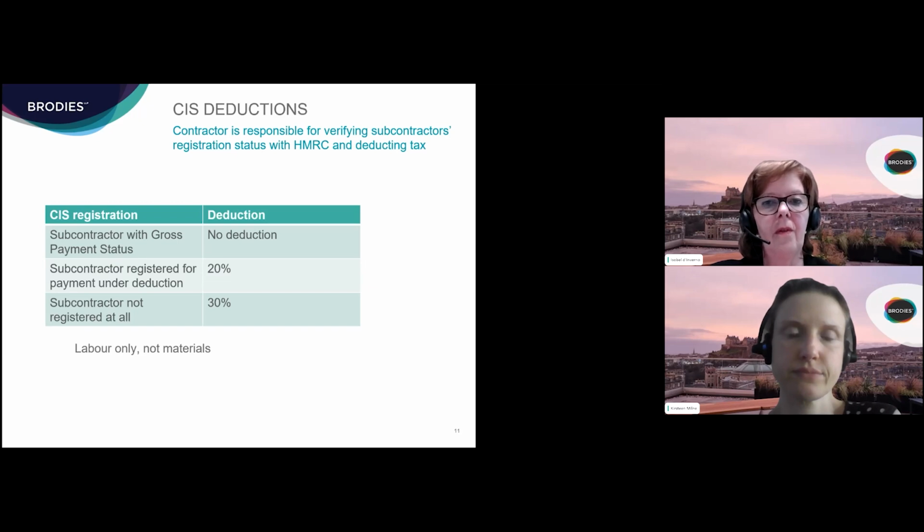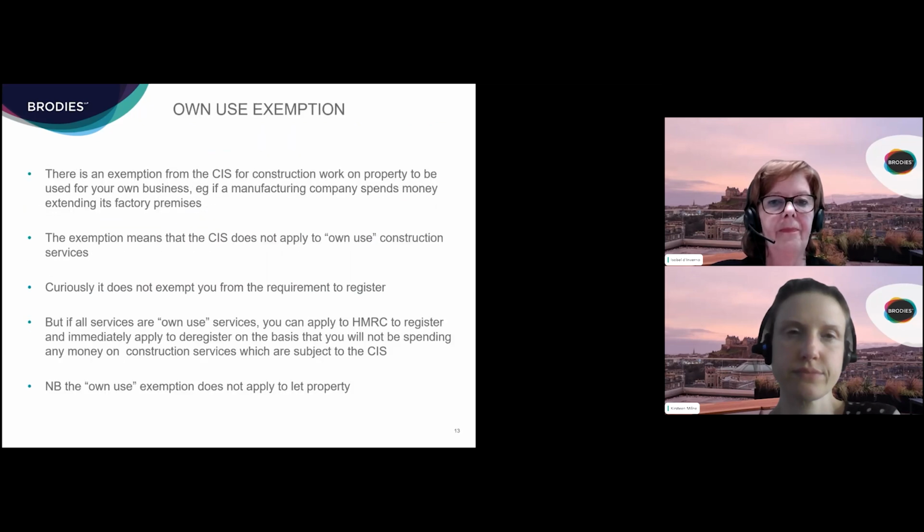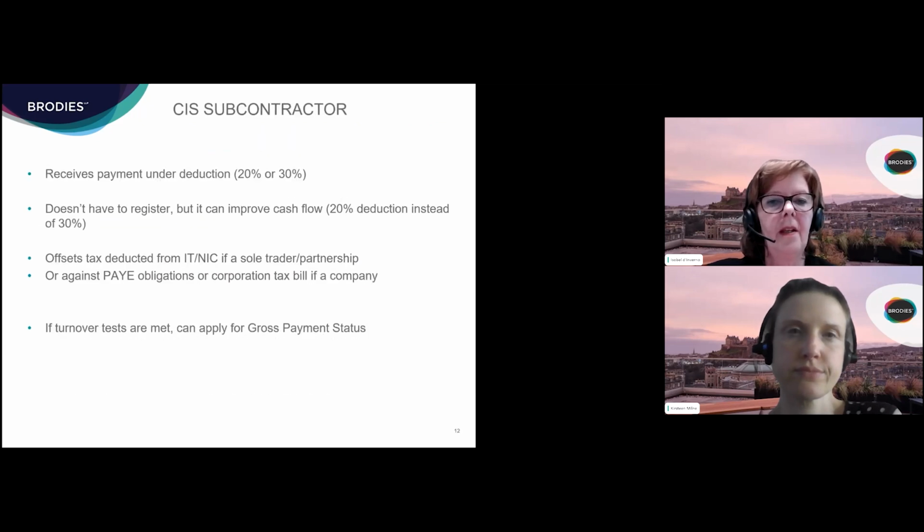If we move on to the next slide, the subcontractor receives payment under deduction at 20% or 30%, unless he's registered for gross payment. Subcontractors don't have to register, but there are obviously cash flow benefits if you do. So it improves it from a 30% deduction to just a 20% deduction.